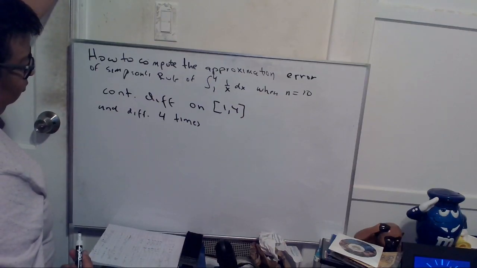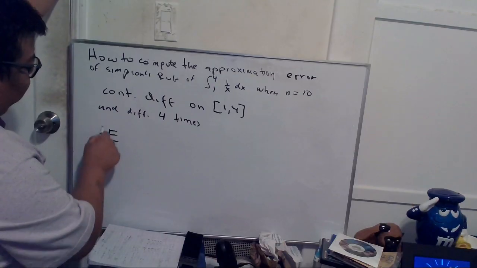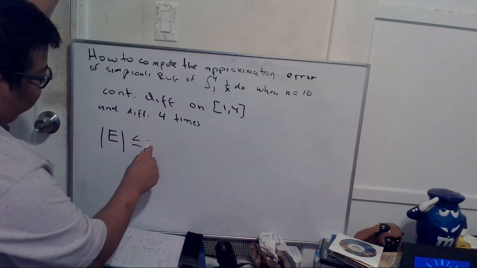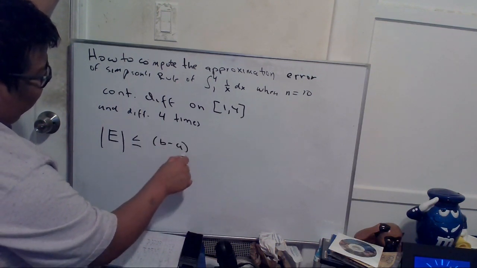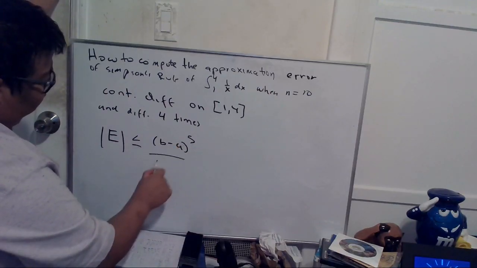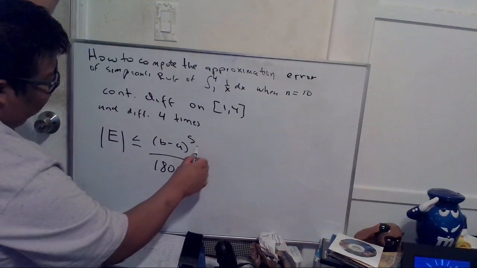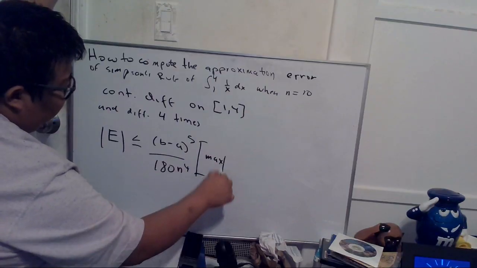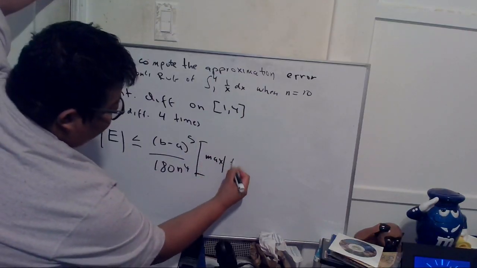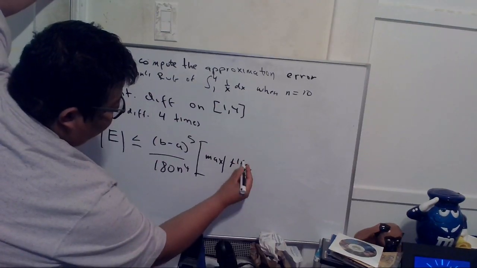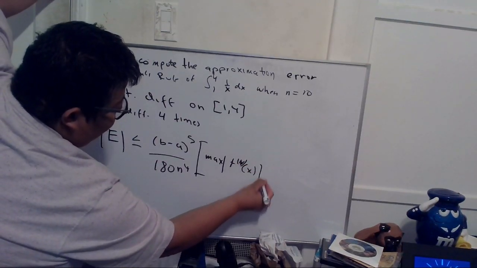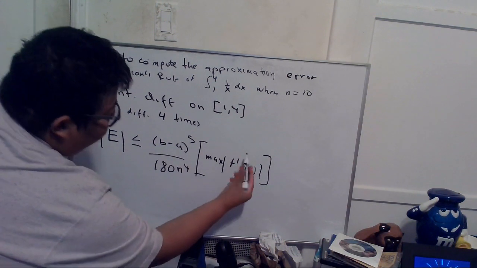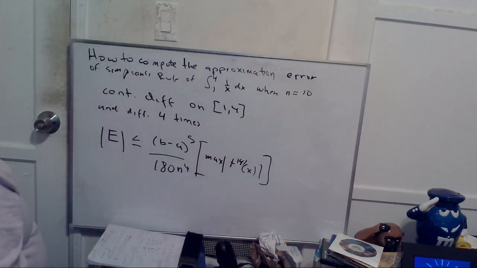Then the error of the approximation is going to be less than or equal to (b minus a) to the 5th over 180 n to the 4th, times the maximum of the fourth derivative.